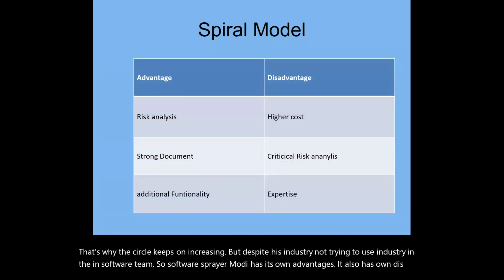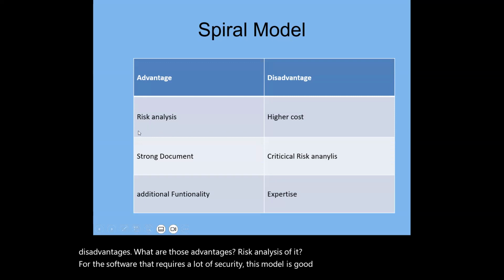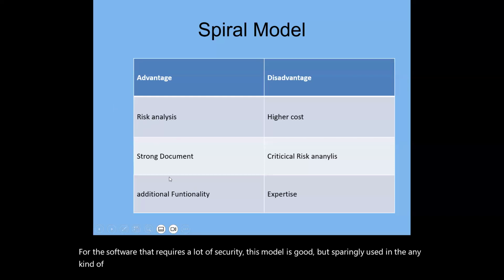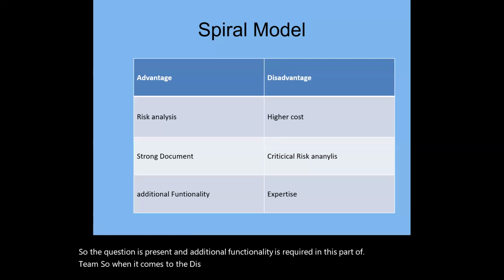What are those advantages? Risk analysis. For software that requires a lot of security, this model is good, but it is sparingly used in the software industry. Strong documentation is required, so documentation is present, and additional functionality is required in this part of the team. When it comes to the disadvantages, high cost is involved.